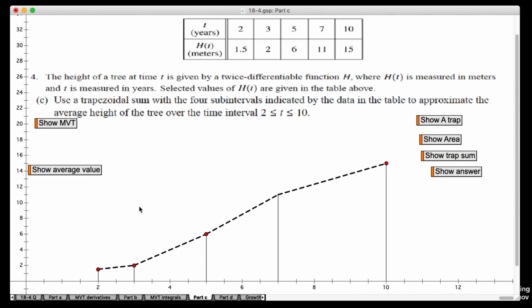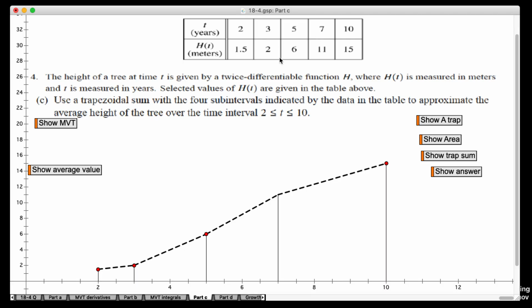So now let's see how we're going to apply this. This part of the question says, use a trapezoid sum with 4 subintervals indicated by the data in the table to approximate the average height. See, we want the average height of the tree over the time interval from 2 to 10 years. So here's from 2 to 10 years.